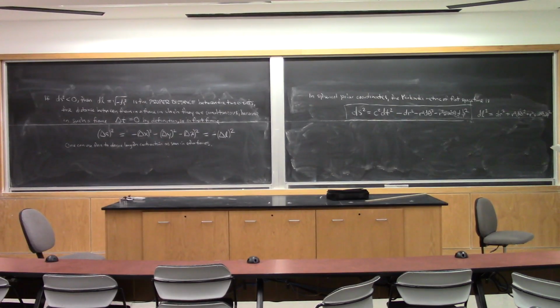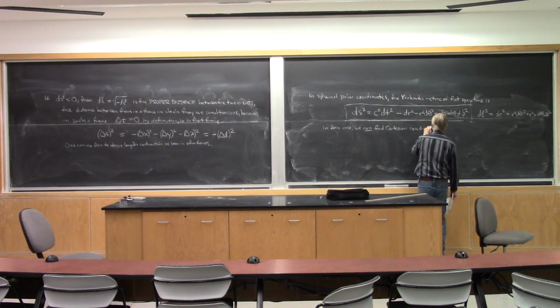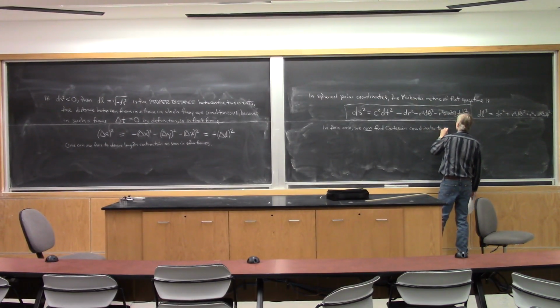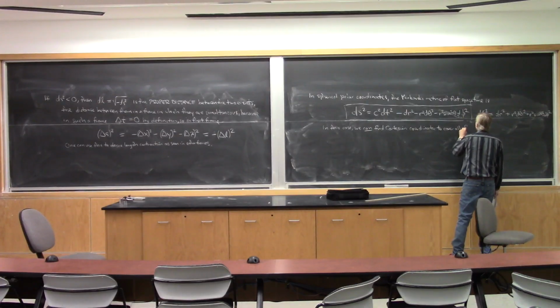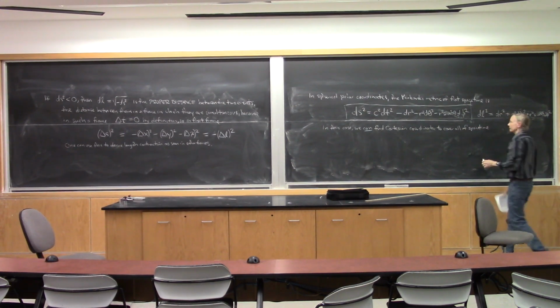So, in this case, we can find Cartesian coordinates to cover all of space-time. Right, we could write ds squared as c squared dt squared minus dx squared minus dy squared minus dz squared.